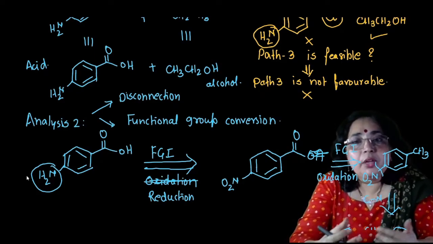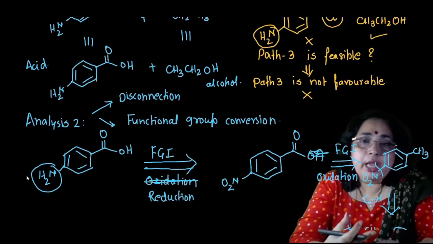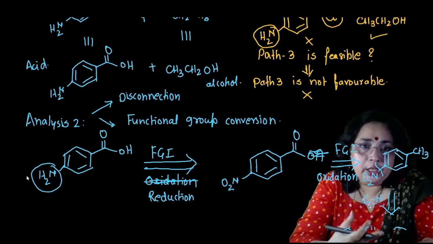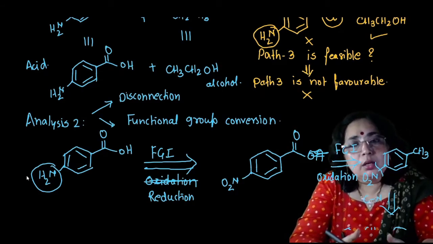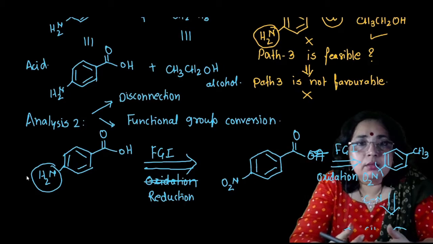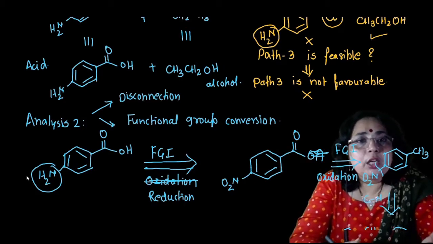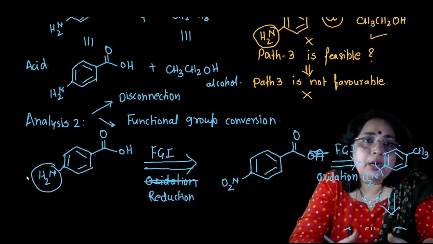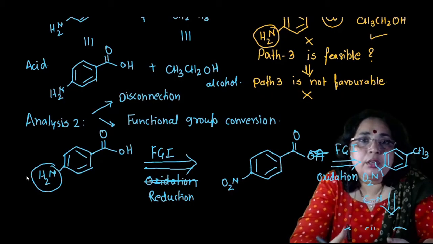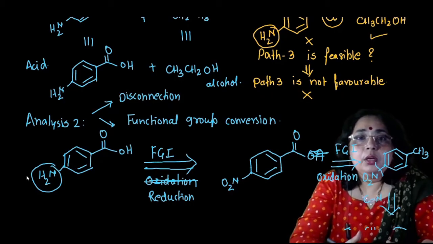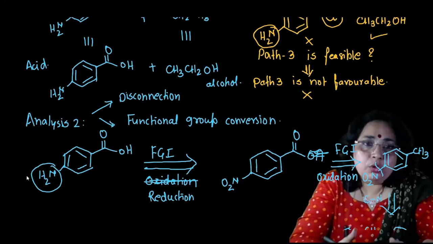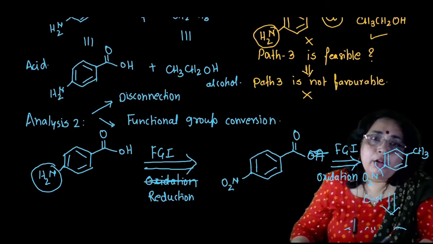So because of the various effects, the reaction doesn't go in the forward direction. So we need to change the functional groups. So here in the second part of the analysis, I have used the functional group conversion approach, and here I have converted the NH2 group into the NO2 group.